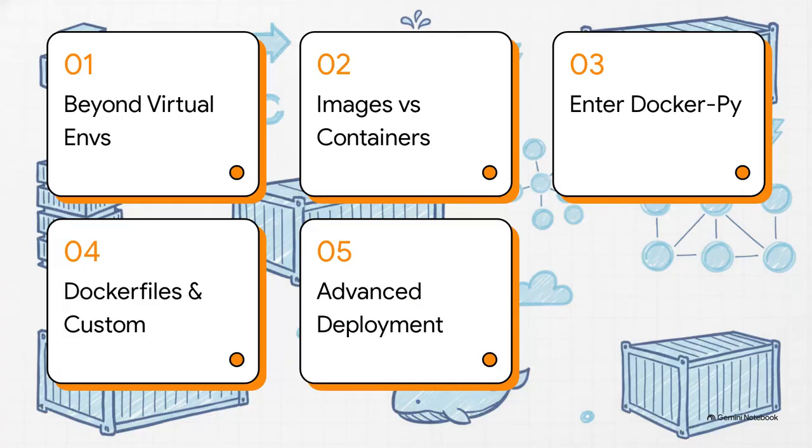Quick look at our roadmap for today. We'll start by moving beyond standard virtual environments, then we'll break down images versus containers. After that, we dive right into Docker Pi, figure out Dockerfiles and custom images, and wrap it all up with some advanced deployment and monitoring. Basically, we're going from the classic "works on my machine" problem all the way to orchestrating fully automated multi-container deployments.